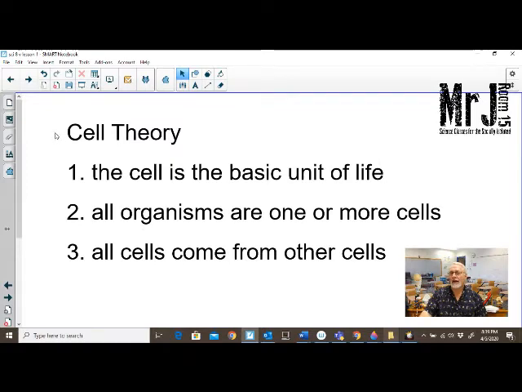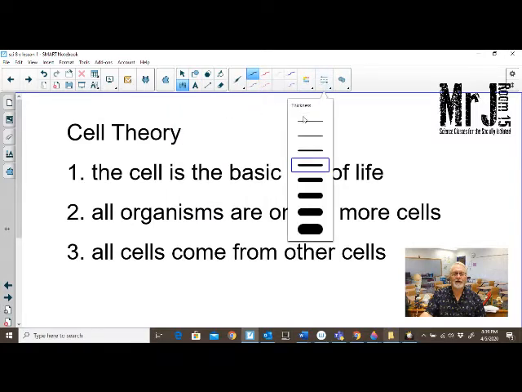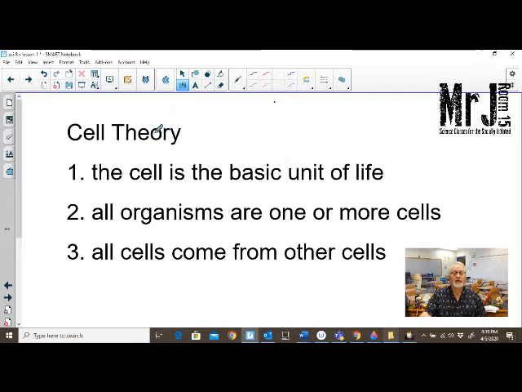I just want to begin talking about what we call cell theory. We're talking about cell theory, and this is really talking about what we understand life to be, what we understand the cell to be and its relationship to all life. And there are three statements. The cell is the basic unit of life.